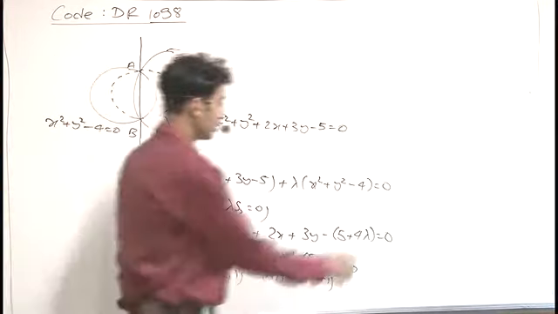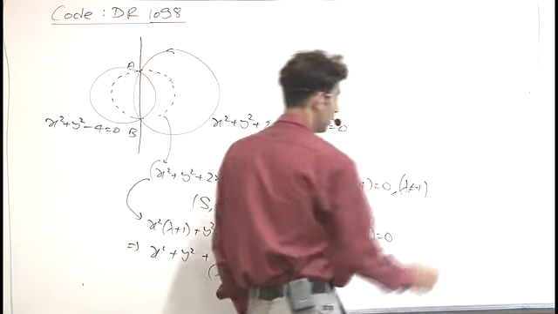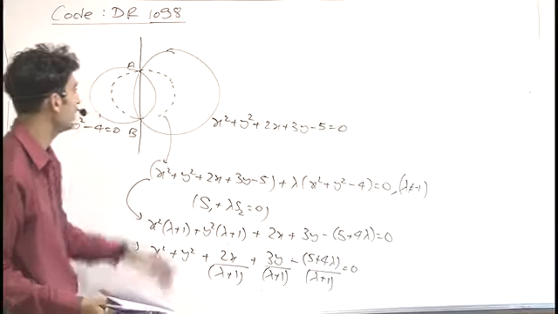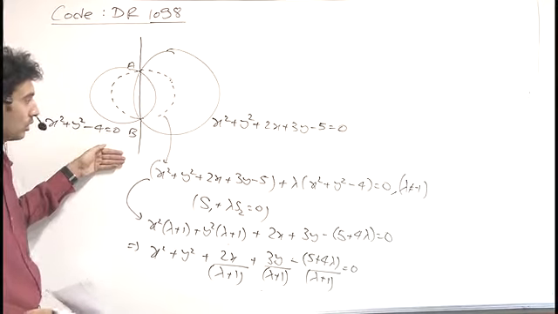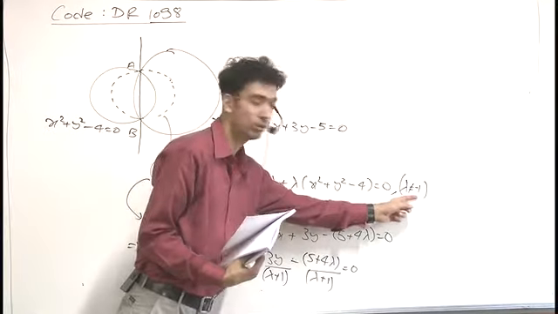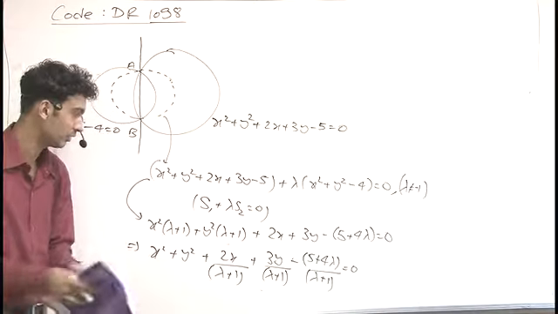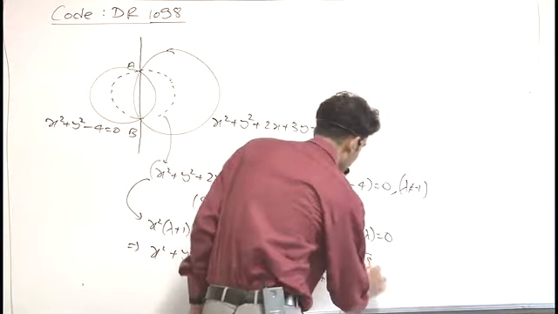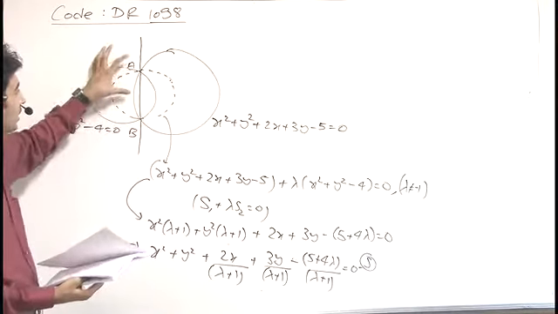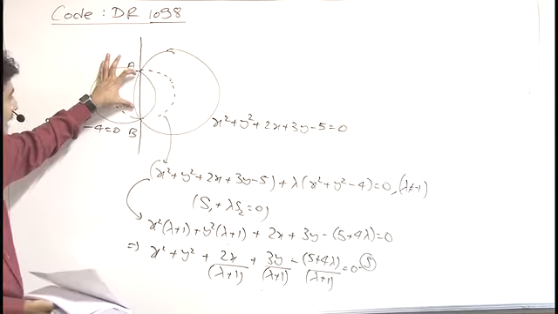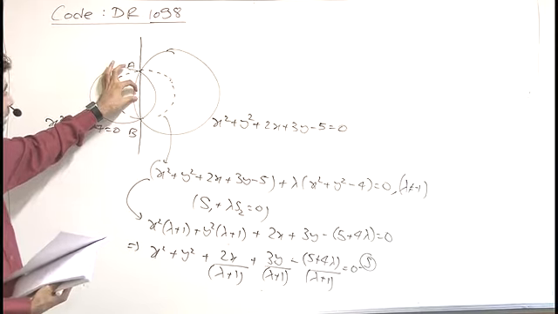Remember, in this particular form we cannot have lambda equal to minus 1, because if we take lambda equal to minus 1, then we get a line, which is the common chord. So we cannot take the value lambda equal to minus 1. That's why we can divide by lambda plus 1 in this equation. Now, if this equation S represents this circle, then as we can see, AB is working as a diameter. The center of S must lie on the diameter AB.